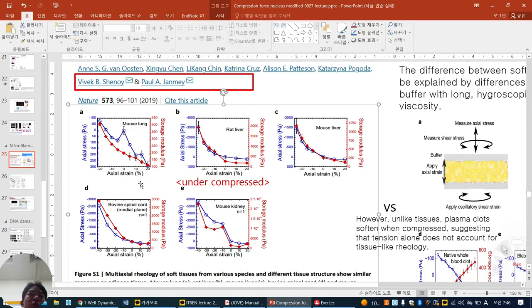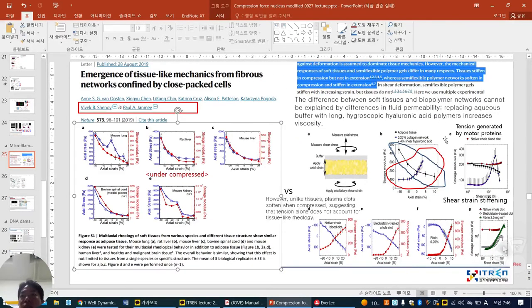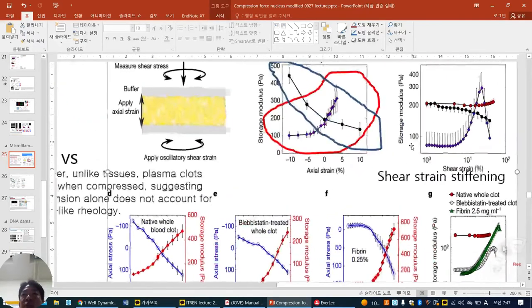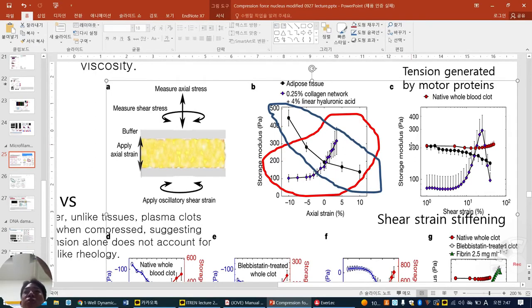So let's imagine the x-axis is how much you compressed it. The y-axis, while compressed, is the stiffness change. When you compress the lung, stiffness increases. Liver increases. Liver from the mouse also increases. Bovine spinal cord increases. Mouse kidney increases. You can also simply imagine when you touch some tissue, they are increasing stiffness under compression, right? You can feel some hardness while you are compressing. This, okay, we can understand. But the interesting point is that we want to mimic their tissue, okay, using a collagen network and hyaluronic acid.